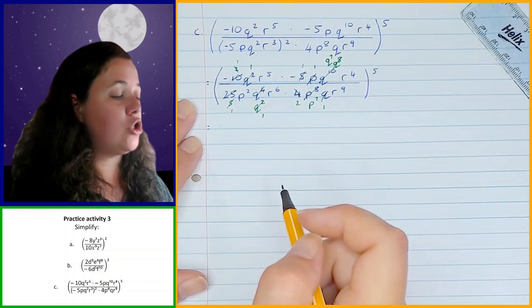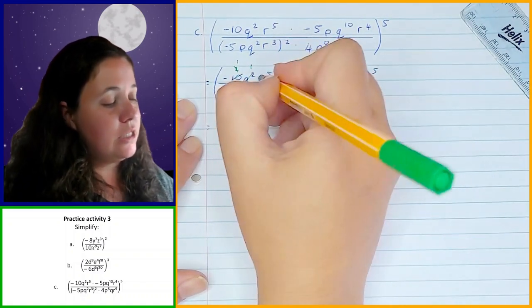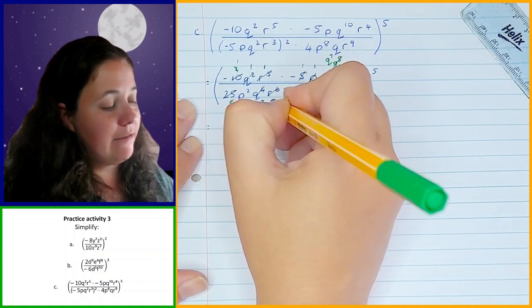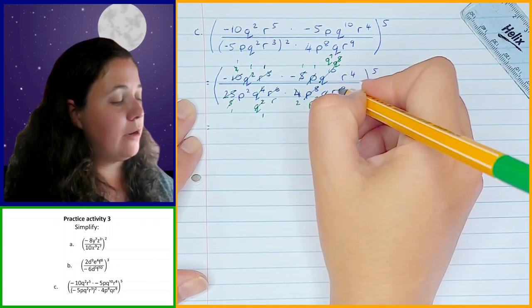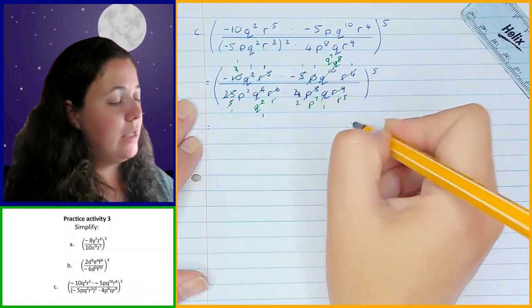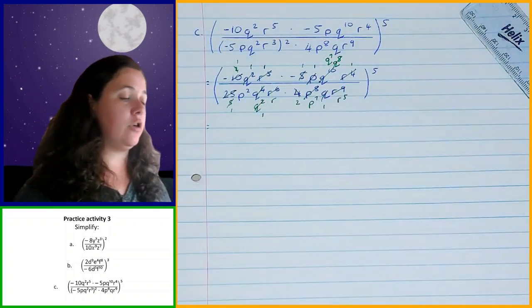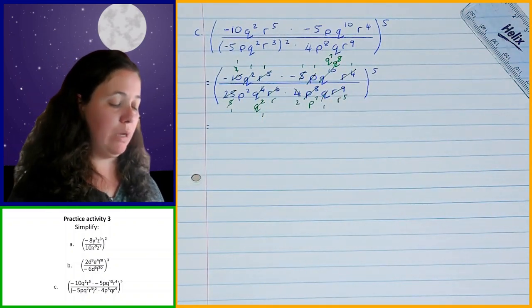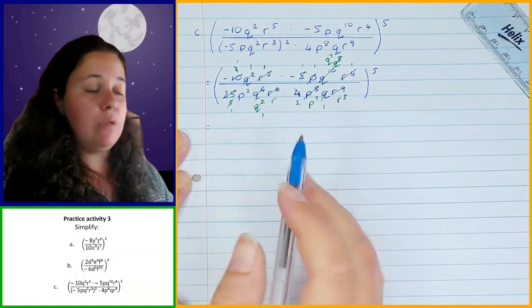Now I can go on to my r's. I've got r to the power of 5 over r to the power of 6. This simplifies, that gives me r. Over here, I've got r to the power of 4 and r to the power of 9. That cancels, and this gives me r to the power of 5. And I have no more r's in the numerator, so I'm done with my r's. So now let's go and see what we're left with from everything that was in this fraction.